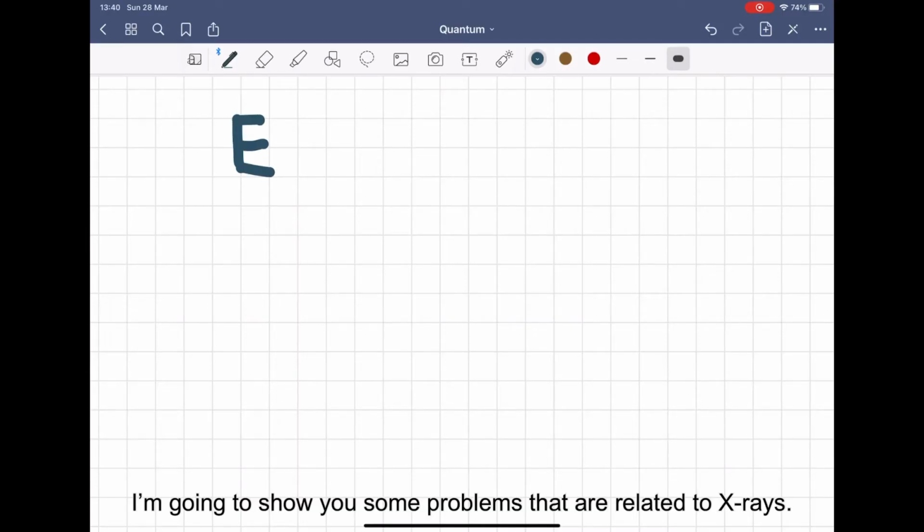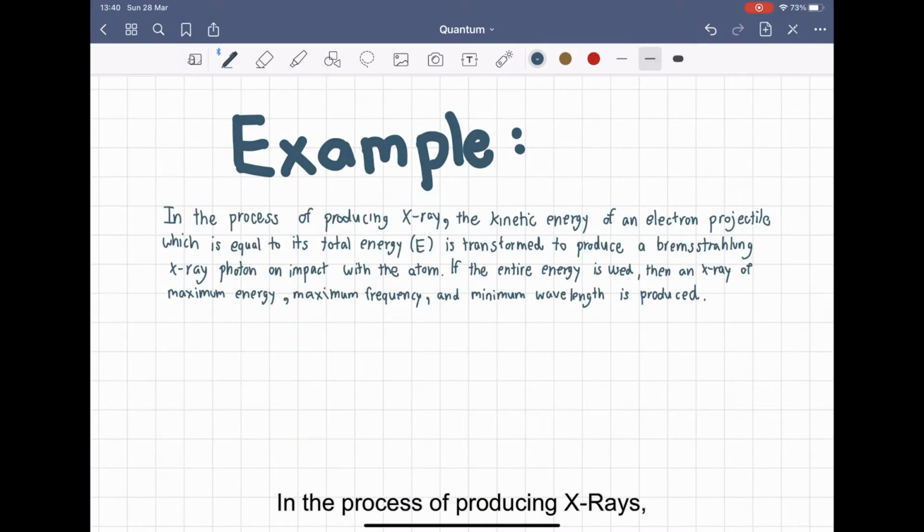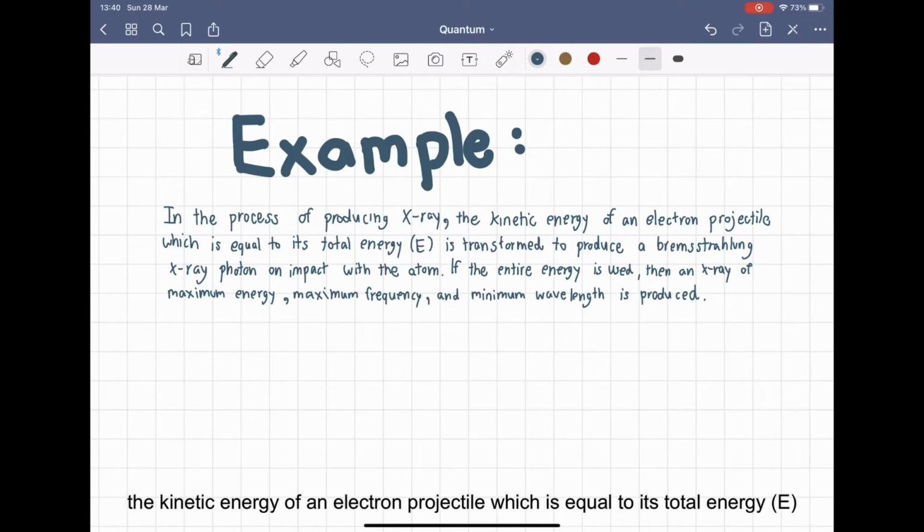I'm going to show you some problems that are related to X-ray. The question is, in the process of producing X-ray, the kinetic energy of an electron projectile, which is equal to its total energy, is transformed to produce a Bremsstrahlung X-ray photon on impact with the atom. If the entire energy is used, then an X-ray of maximum energy, maximum frequency, and minimum wavelength is produced.